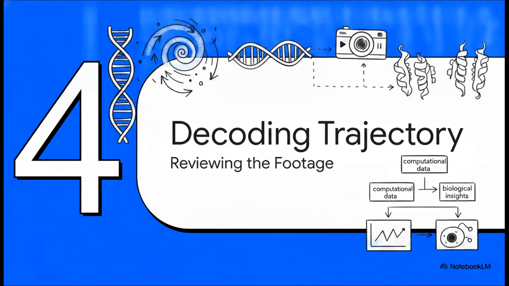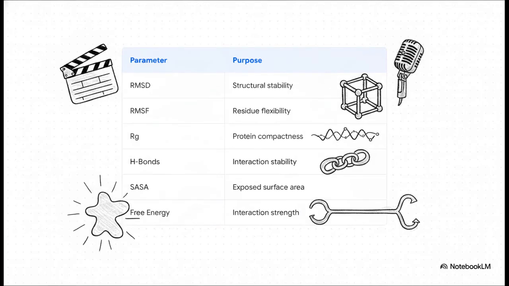Section 4. Decoding the trajectory, reviewing the footage. So we have the footage, but how do we translate raw computational data into actual biology? Well, we use these specific parameters, kind of like a film critic's review of the performance. For example, RMSD measures the overall structural stability of our molecule during the whole run. RMSF checks the flexibility of individual amino acid residues, so we can see exactly who is moving the most.